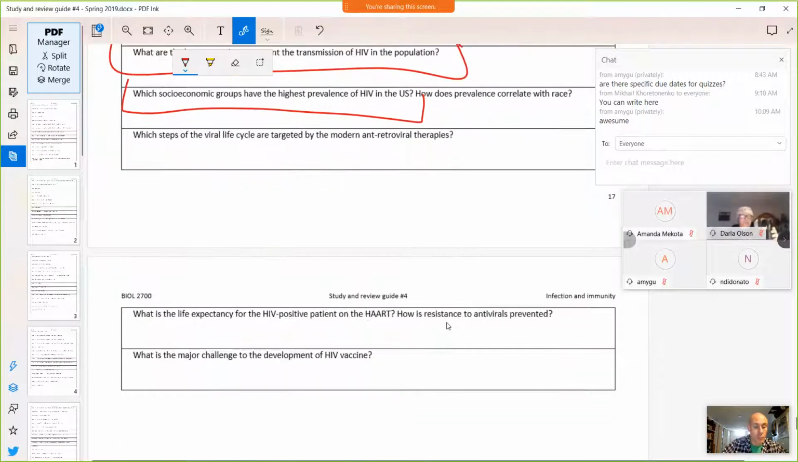So, steps of the life cycle that are targeted by modern antiretroviral therapies: you've got attachment and fusion. You can inhibit reverse transcription, you can inhibit integration, and you can inhibit proteolytic processing of the virion. Life expectancy for an HIV positive patient on HAART is basically the same as for a patient without HIV.